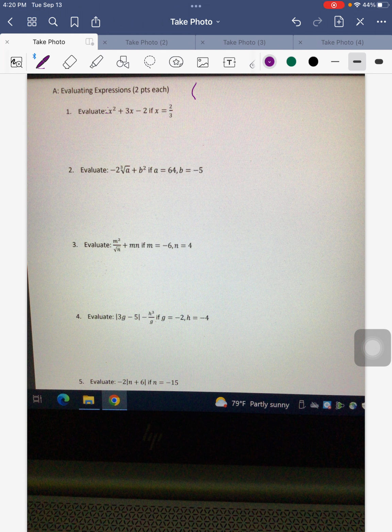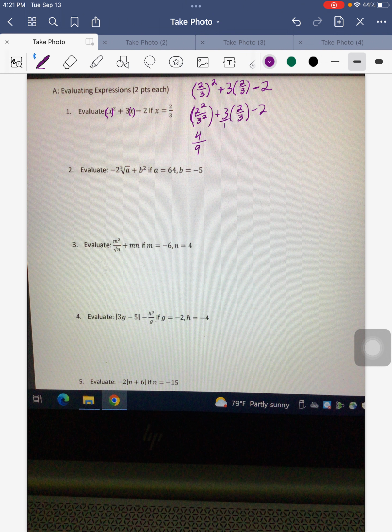So we're going to substitute in, replacing the x with 2/3. So 2/3 squared plus 3 times, put it in parentheses. Whenever you substitute, put it in parentheses. Next, I'm going to do exponents. So it's going to be 2 squared over 3 squared. I'm distributing that square to the numerator and denominator. So 2 squared is 4, 3 squared is 9.